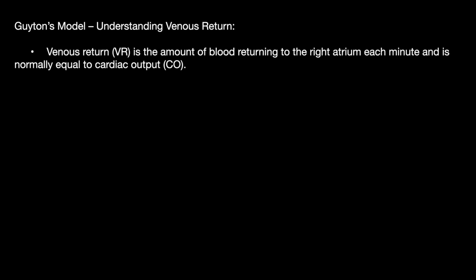Now the Guyton's model. What is venous return? Venous return is the amount of blood returning to the right atrium each minute. This has to be equal to the cardiac output, because the blood that is coming back has to go out also. If there is any mismatch, we will get either blood in the lungs or edema of the peripheries.